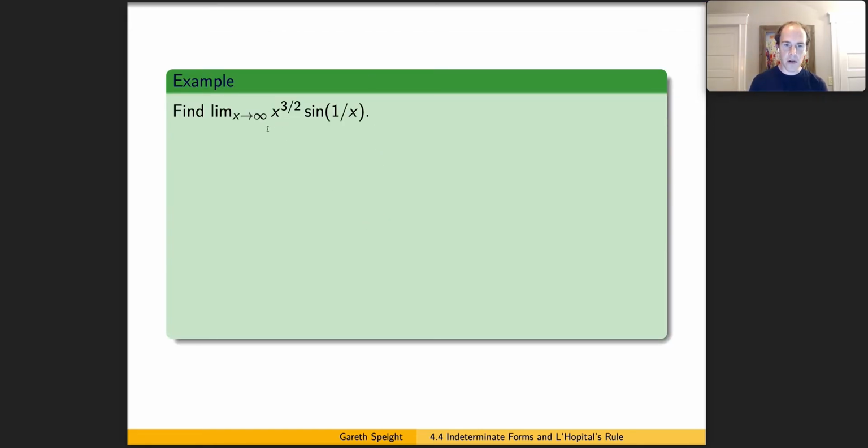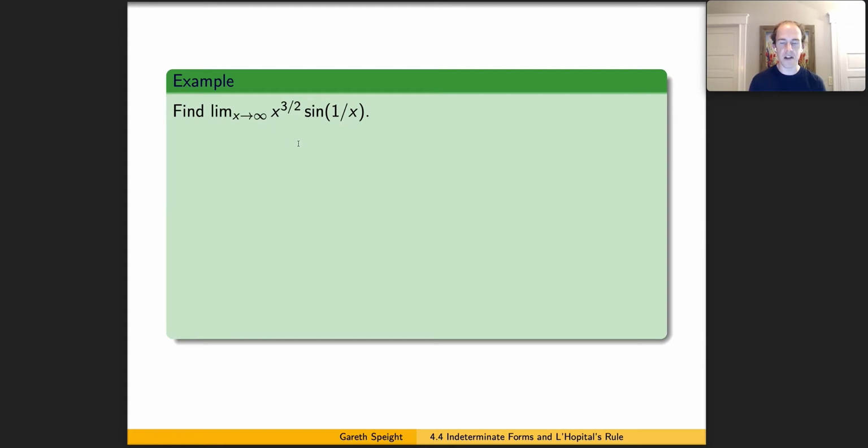So we're looking at x to the 3 over 2 times sine of 1 over x. If we look at what happens to the two terms as x goes to infinity, x to the 3 over 2 goes to infinity. The inside of the sine, 1 over x, goes to 0, so sine of that is going to go to sine of 0, which is 0. So we have something that looks like infinity times 0. This is an indeterminate form.